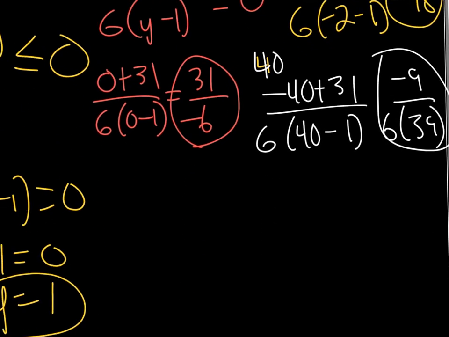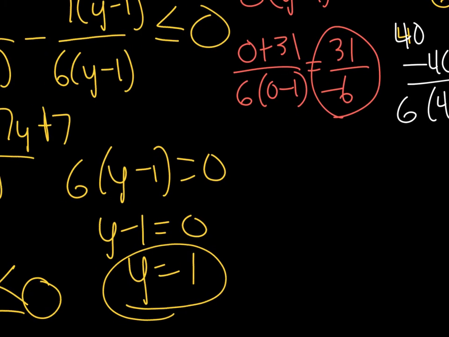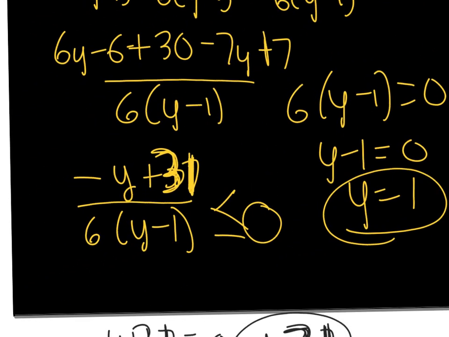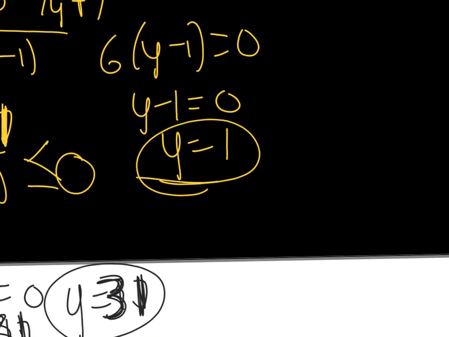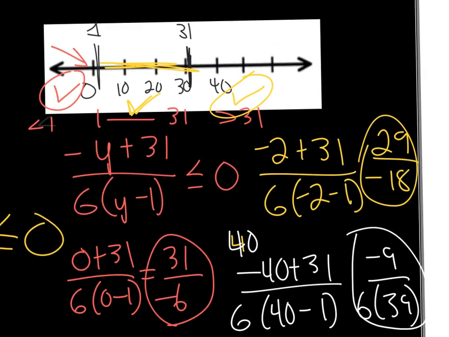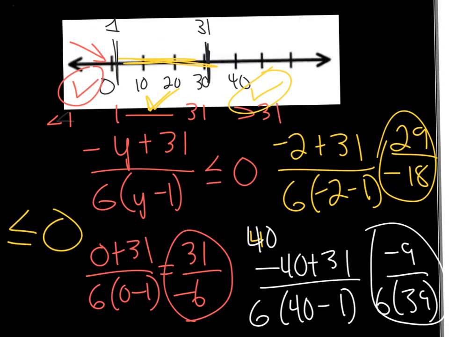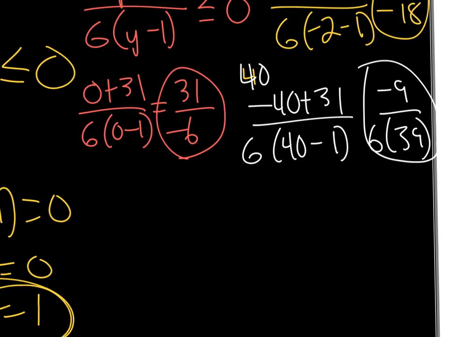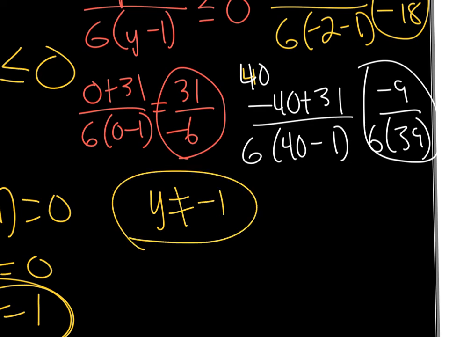So my solution is going to be everything except what would give me a 0 in the denominator, which is going to be negative 1. Every area worked. Every area was a solution. So my solution is y cannot equal negative 1. That's my answer. That's all I'm doing. Everything else works. Y can't equal negative 1. That's it.